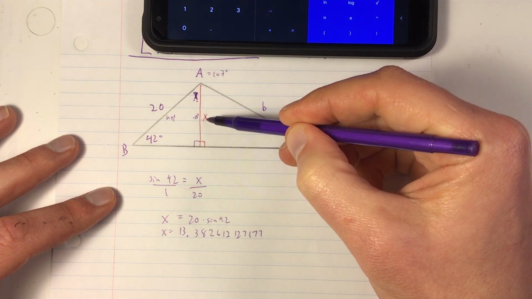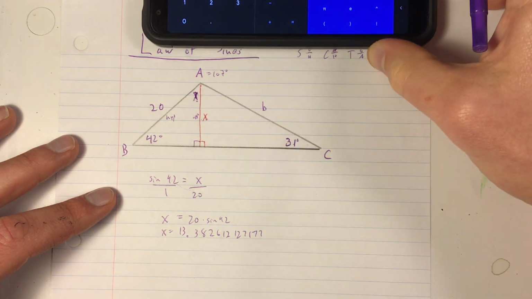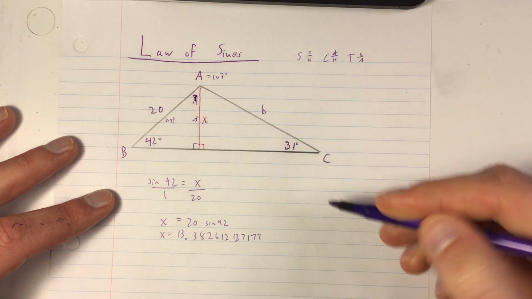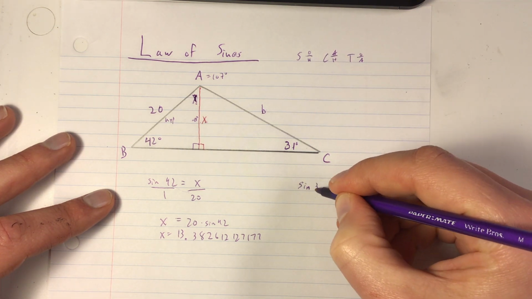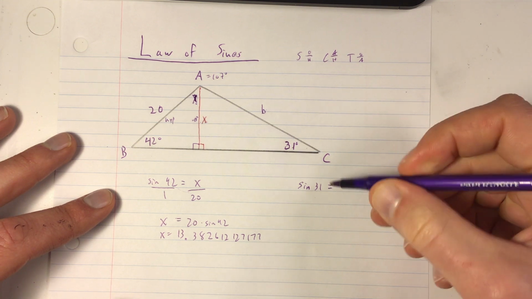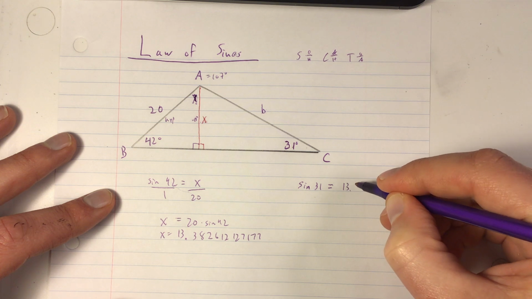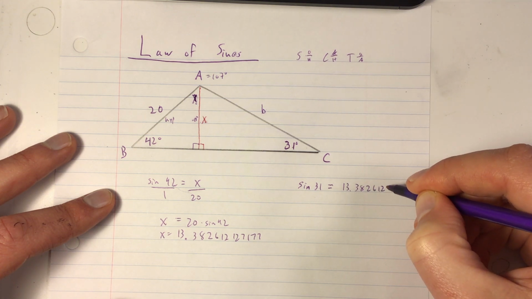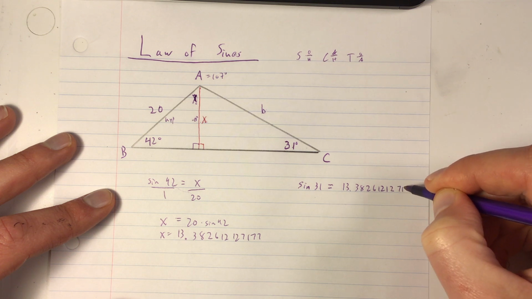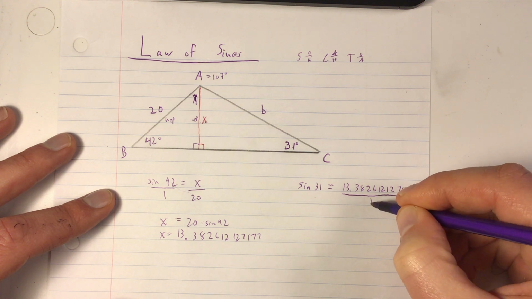So this is from 31 degrees, this is the opposite, this is the hypotenuse. Oh Lord, I need a sine again. So the sine of 31 degrees is equal to X, which is 13.382612127177, all over side B.